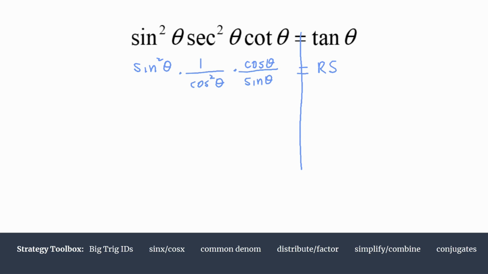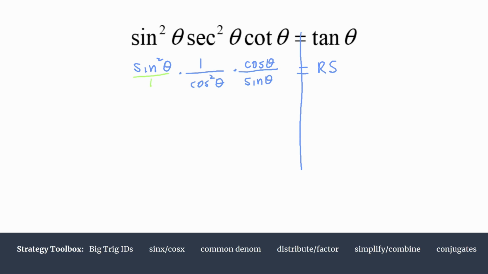So you can see that this strategy of rewriting everything so it's in terms of sine and cosine is going to be really helpful because we can now make a lot of cancellations and hopefully be closer to achieving our right side. So we have sine squared equal to, of course, sine times sine. We have, those are in the numerator. We have cosine squared in a denominator. So that's cosine times cosine. And then we have our cosine numerator, sine denominator. So we can cross cancel here.